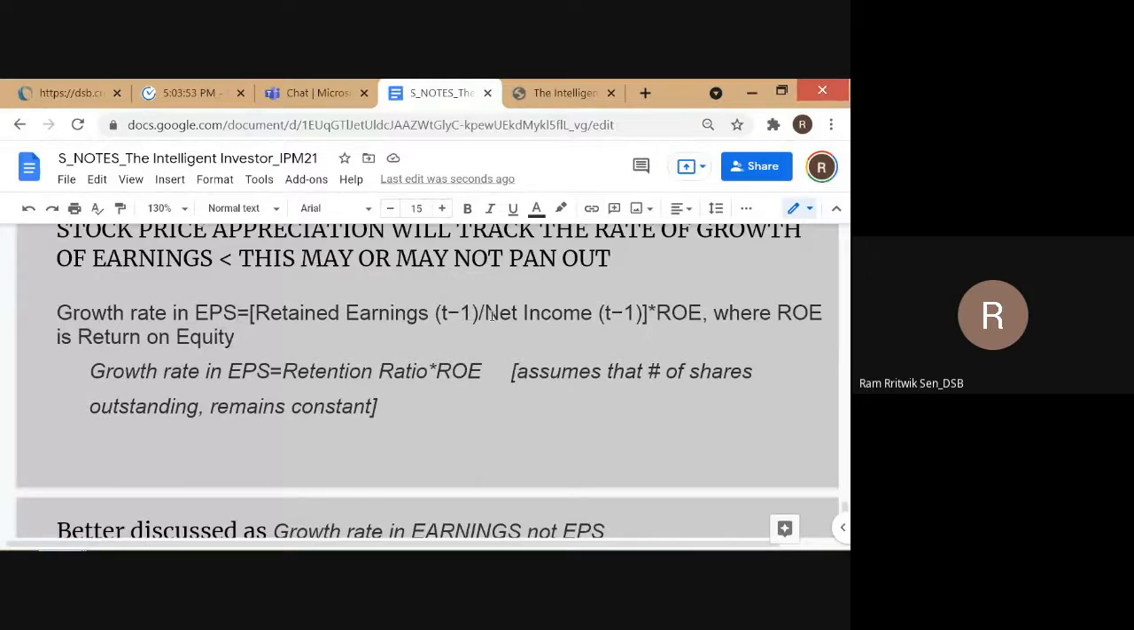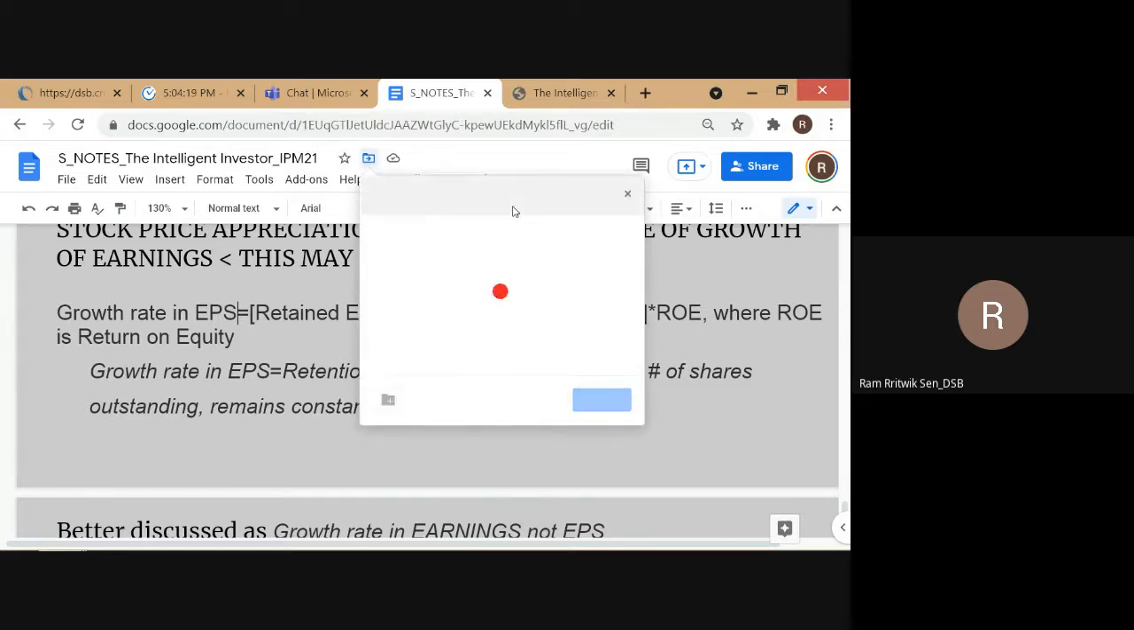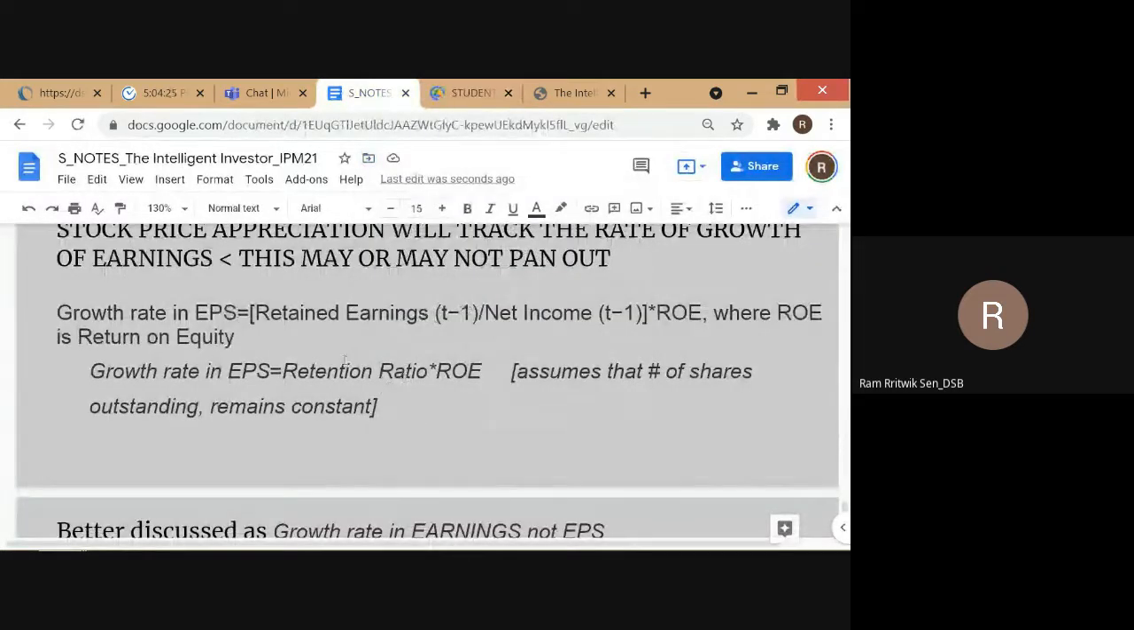If your net income was $100 million and you paid out dividends of, say, $40 million, then you have $60 million retained. So 60% is your retention ratio. It's pretty simple to understand. Retention ratio is retained earnings divided by net income. So $100 million net income, $60 million retained earnings, because you're paying dividends of $40 million.